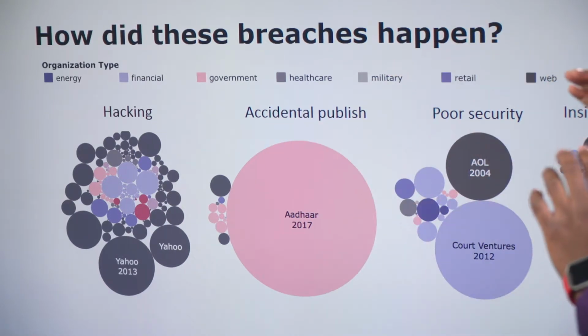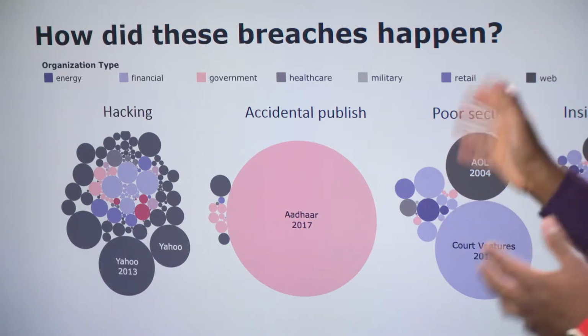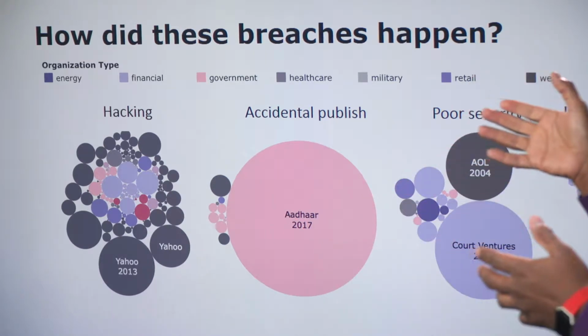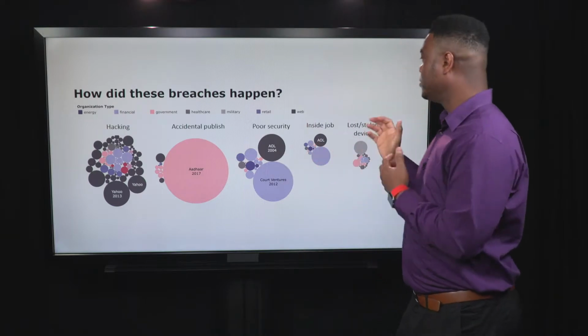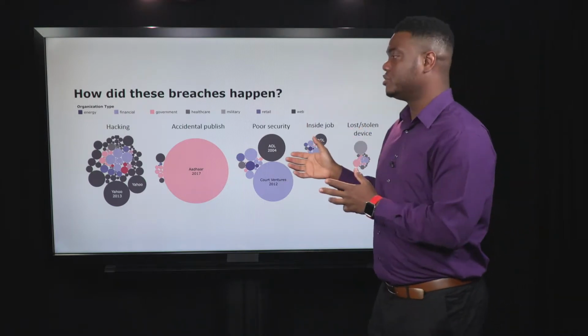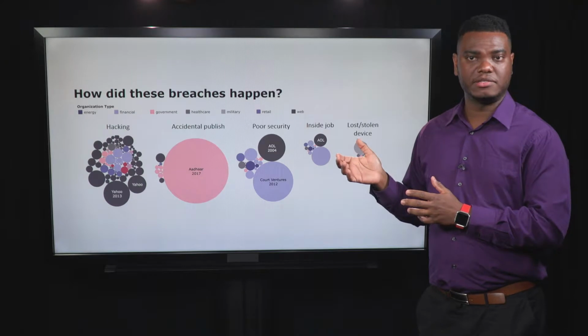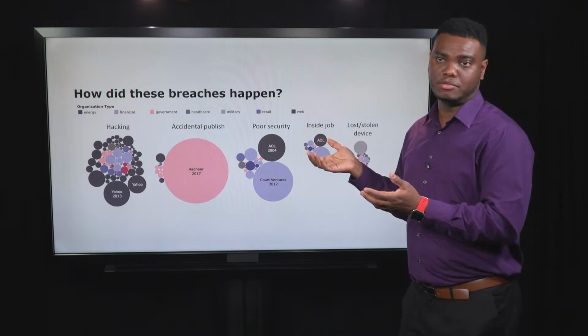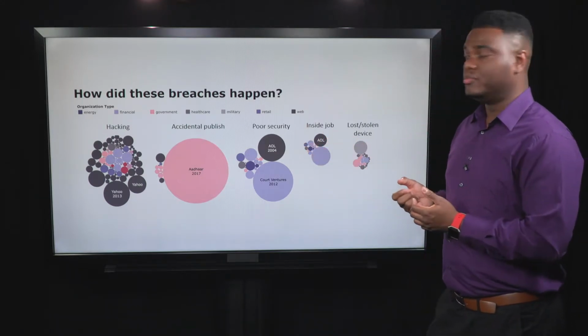And so we can see that hacking, for example, is the top-most reason for data breaches, followed by accidental publishing, followed by poor security, followed by inside jobs, and then lost or stolen devices, which are exposed to entities that might want to do harm with that data.